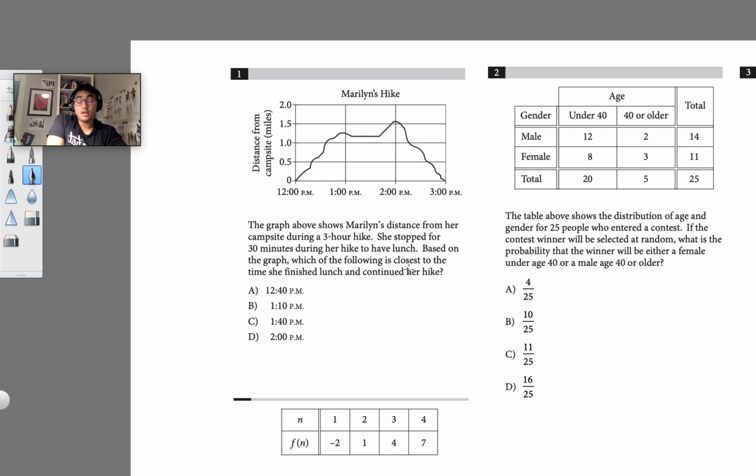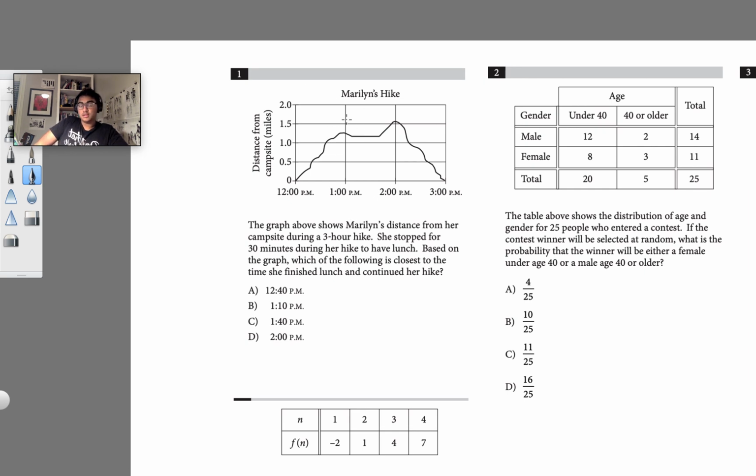Question 4 on test 3, doing questions 1 to 5 on the math calculator section. The graph above shows Marilyn's distance from her campsite during a 3-hour hike. She stopped for 30 minutes during her hike to have lunch. Based on the graph, which of the following is closest to the time she finished lunch and continued her hike?